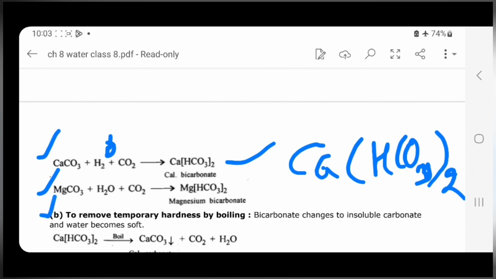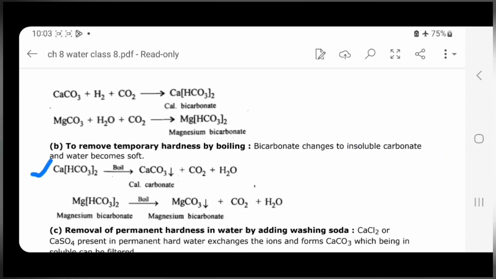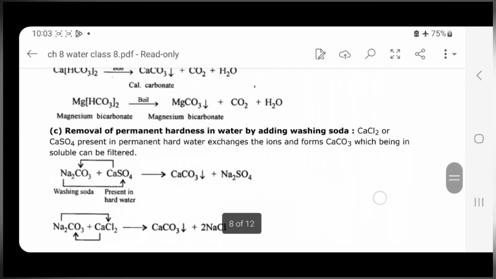It can be removed by simple boiling because it dissociates further into calcium carbonate, CO2 and H2O. Same as magnesium bicarbonate, on boiling forms magnesium carbonate, carbon dioxide and water. Magnesium carbonate and calcium carbonate are insoluble in water, which can be separated out by the filtration method.